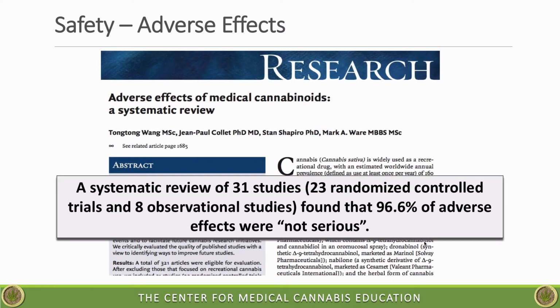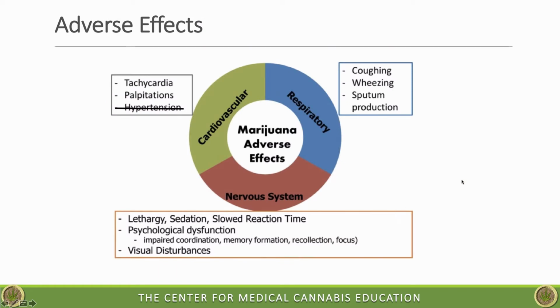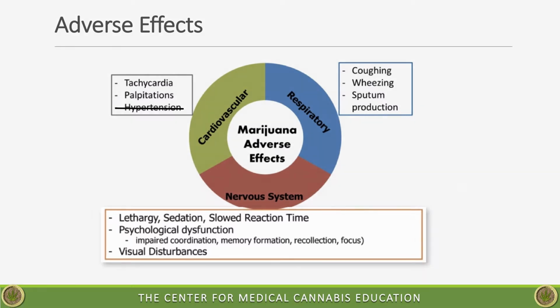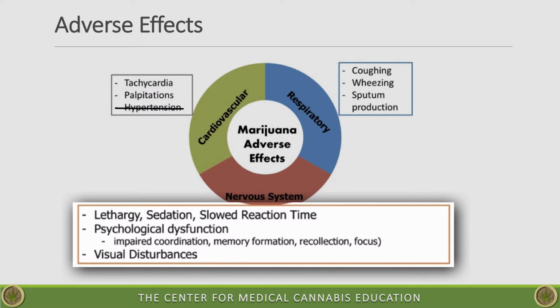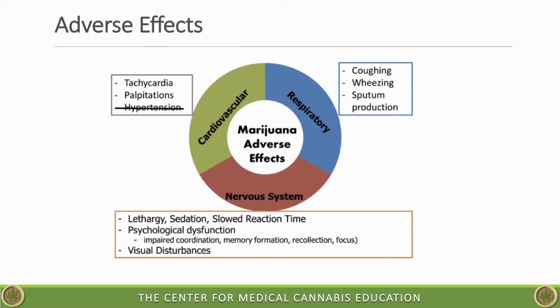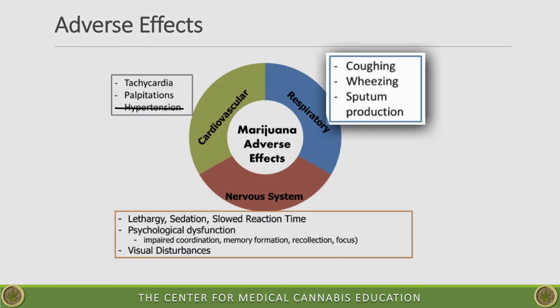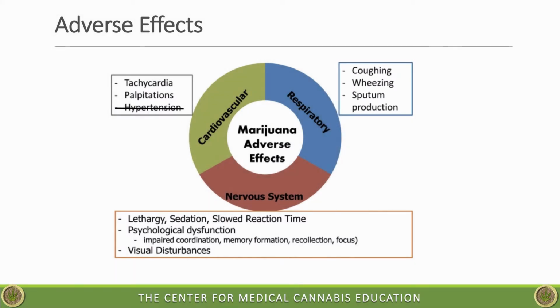A systematic review of studies reporting adverse effects was published in 2008, and it found that almost 97% of all adverse effects were considered not serious. These non-serious adverse effects are largely dose and method-of-administration dependent. They include sedation, deficits in short-term memory and concentration, dizziness, and euphoria or dysphoria depending upon a person's perception. Adverse effects like cough, sputum production, and irritated airways would only occur with inhalation as a method of administration, for example.